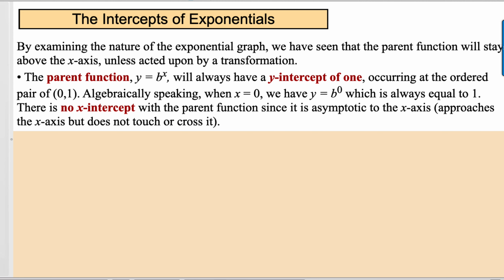The intercepts: it's very important that we understand this is always true about the parent. It always passes through (0, 1), because anything to the 0 power is 1 as your output, and it has no x-intercept. Make sure you realize that.